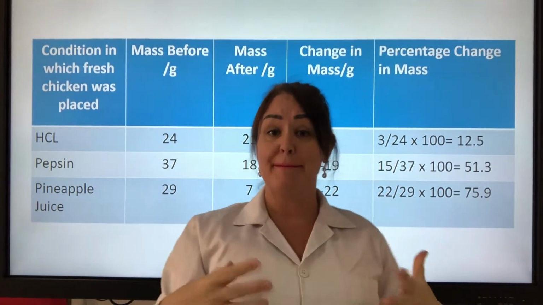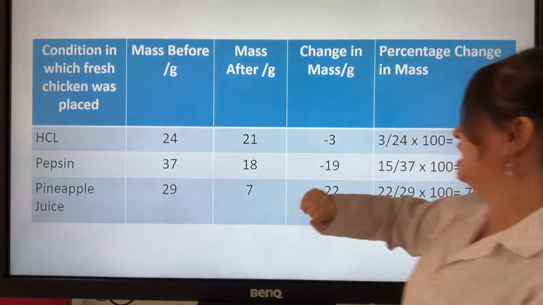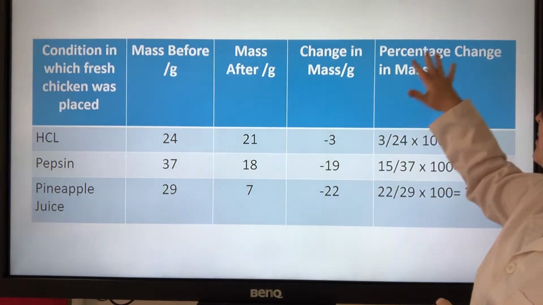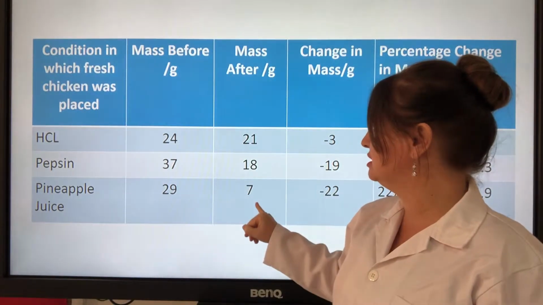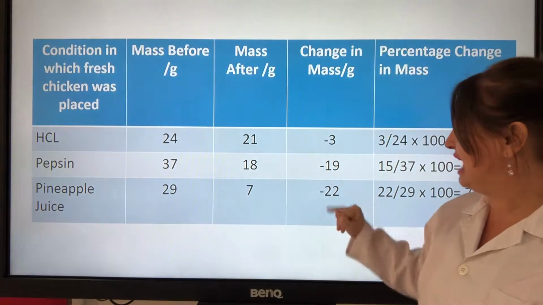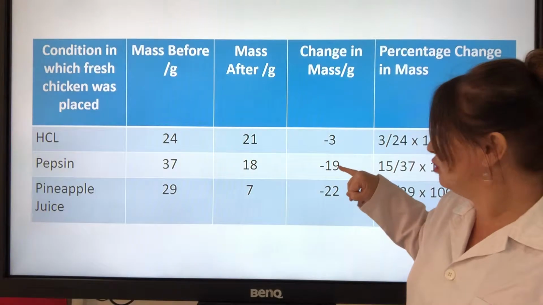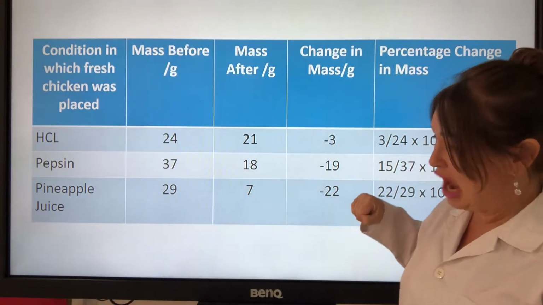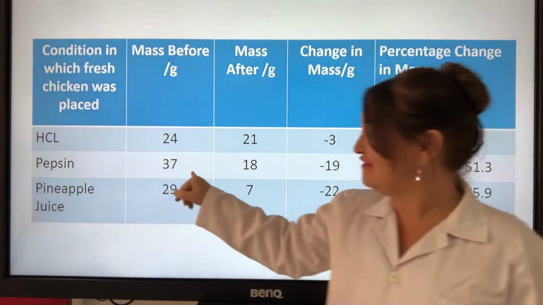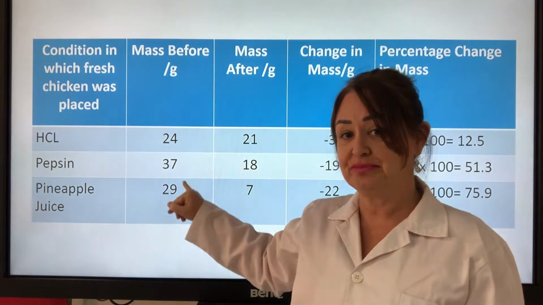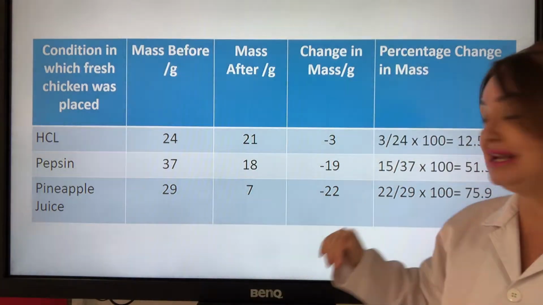We're looking at how to apply maths to an investigation question. The table has got the mass before, the mass after, the change in mass, and the percentage change in mass. If we just looked at the mass afterwards, then we might say that there wasn't too much difference between how broken down the chicken was with the pepsin and how broken down the chicken was with the pineapple juice. But in actual fact, they had very different starting masses. So to be able to compare effectively, we've worked out the percentage.